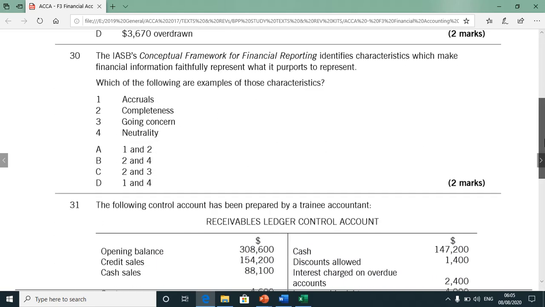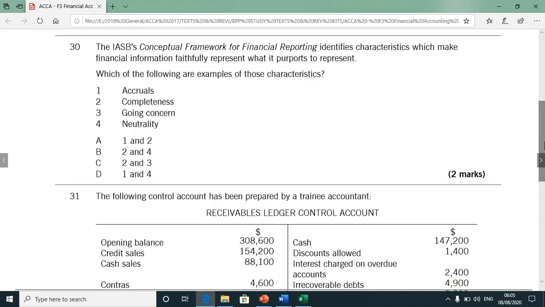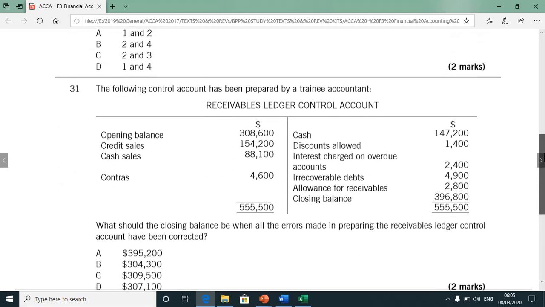Okay, nice. 30th question. The IASB conceptual framework for financial reporting identifies characteristics which make financial information faithfully represent what it purports to represent. Which of the following are examples of those characteristics? So, ingredients of faithful representation: accruals is definitely out of the question. Completeness we get. Going concern is out of the question. Neutrality we get. So 2 and 4 are your options here. So we go for B. That was a theory question, and notice that on theory questions we don't spend a lot of time.